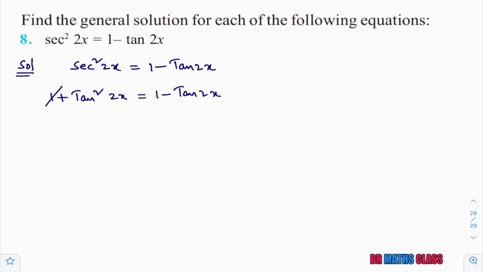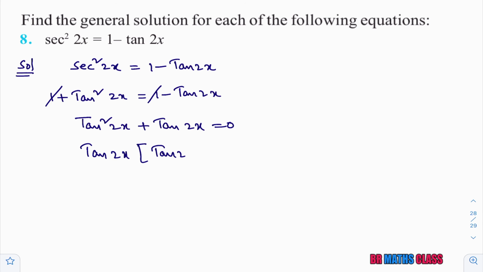Now, you observe this plus 1 will get cancelled. Now, here minus tan 2x is there. You take it to the left hand side. Then what you will get? You will get tan square 2x plus tan 2x equal to 0. You can take tan 2x common. If you take tan 2x common, you will get tan 2x into tan 2x plus 1 equal to 0. Here the product of two things is 0. Either this is 0 or this is 0. That means I can write tan 2x equal to 0 or tan 2x equal to minus 1.